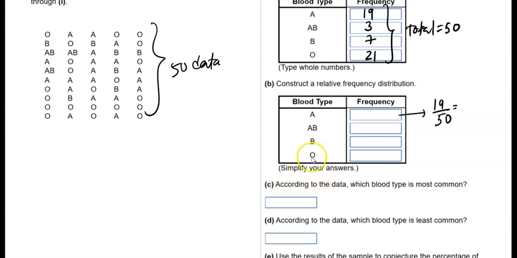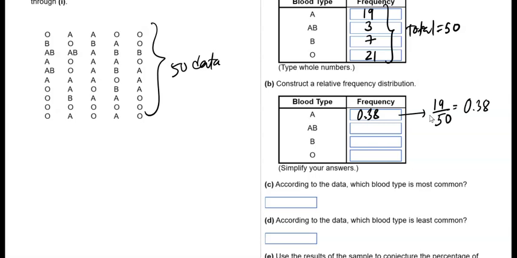It doesn't tell you how many decimal places you need to round. It just tells you to simplify your answer, so you just write the exact answer after you divide. You get 0.38. So the relative frequency of A is going to be 0.38.